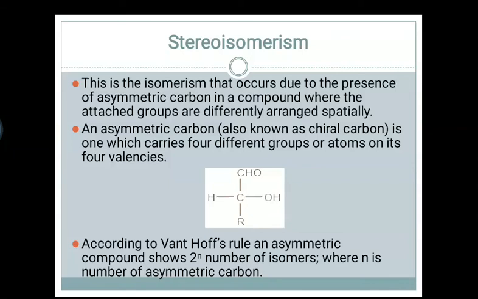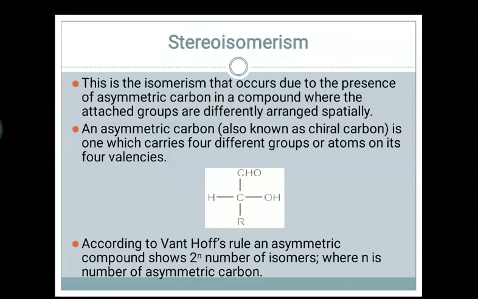Now stereoisomerism. This is the isomerism that occurs due to the presence of an asymmetric carbon in a compound, where the attached groups are arranged differently in space. Now what is an asymmetric carbon? An asymmetric carbon is one which carries 4 different groups or atoms on its 4 valencies. In this example, the central carbon C, also known as chiral carbon, is attached to 4 different groups, that is CHO, OH, H and R. R is any other group.